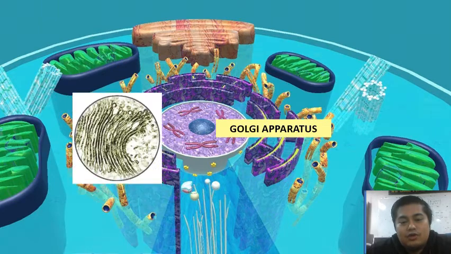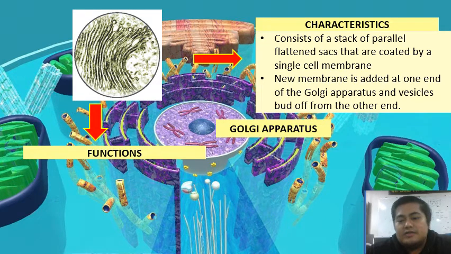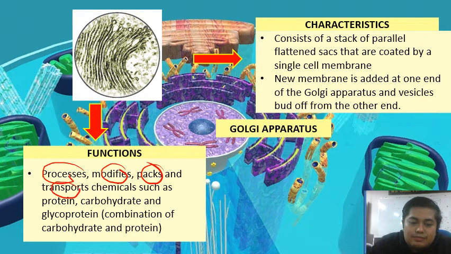Okay, next we have the Golgi apparatus. So the characteristic: it consists of a stack of parallel flattened sacs that are coated by a single cell membrane. The new membrane is added at one end of the Golgi apparatus and the vesicle butts off at the other end. So their function is to process, modify, pack, and transport chemicals such as protein, carbohydrate, and glycoprotein. Combination of carbohydrate and protein. So ingat, kalau fungsi Golgi apparatus ni dia ada 4, which is process, modify, pack, then transport.